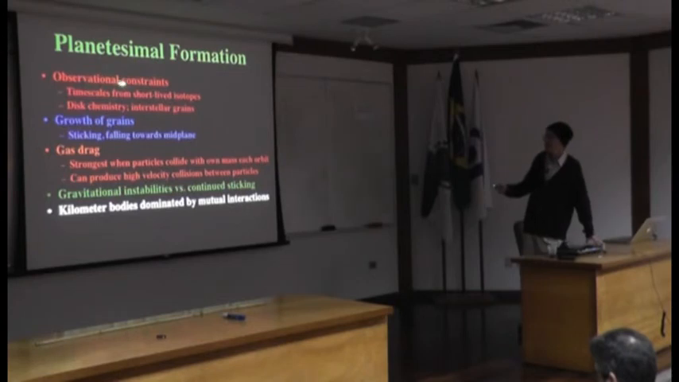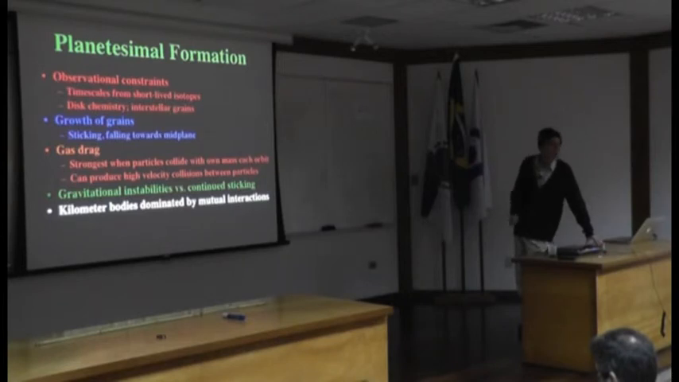We have observational constraints: the time scales for the short-lived isotopes, disk chemistry, and interstellar grains, growth of grains by sticking. As they stick, they tend to fall down towards the midplane of the disk where it's higher density and where it can become gravitationally unstable.